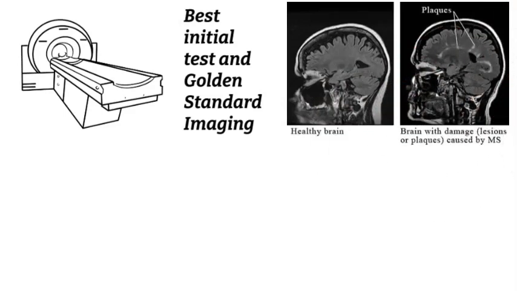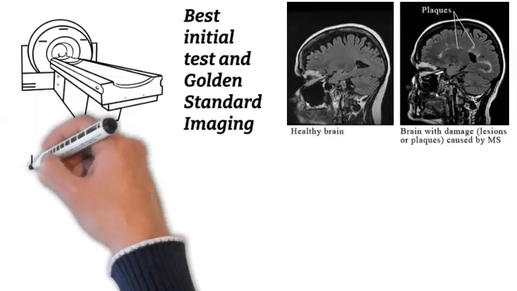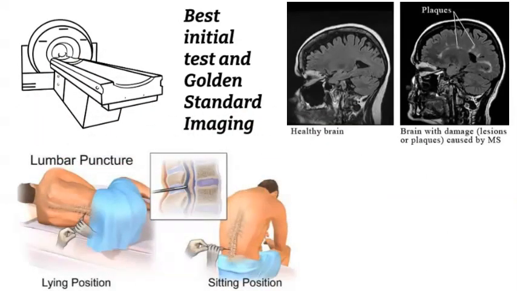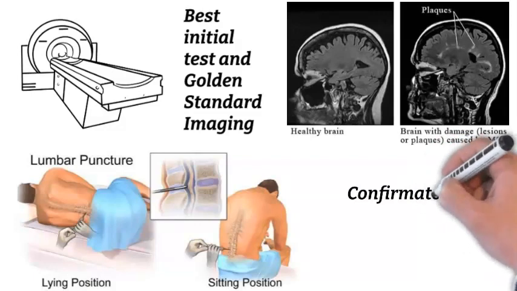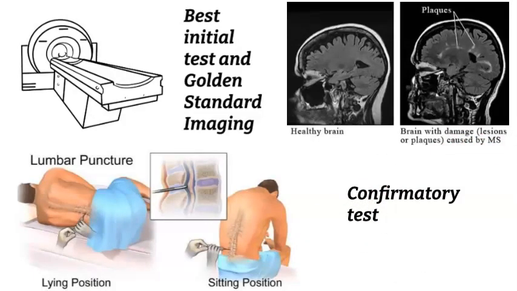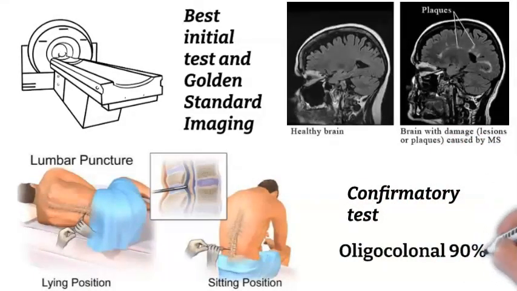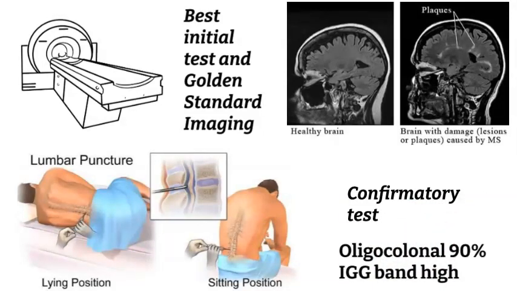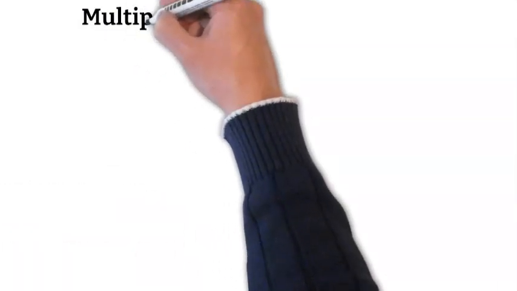This is a healthy brain, and this is a brain with multiple sclerosis lesions or plaques. The second test that you need to do is lumbar puncture, a confirmatory test, and you will find oligoclonal bands 90% and IgG concentration high.